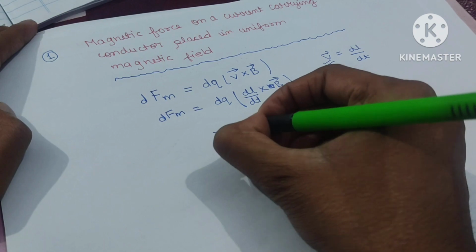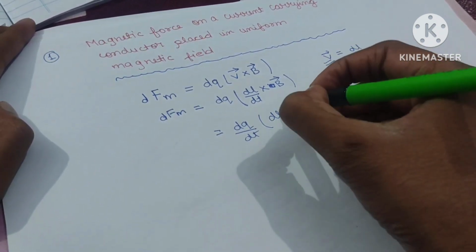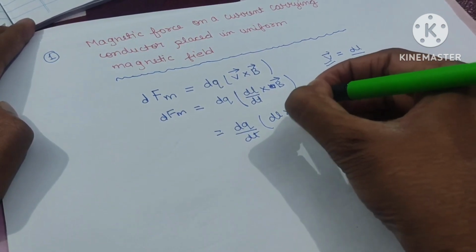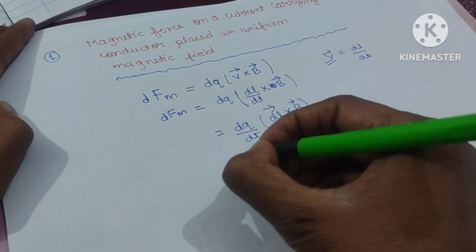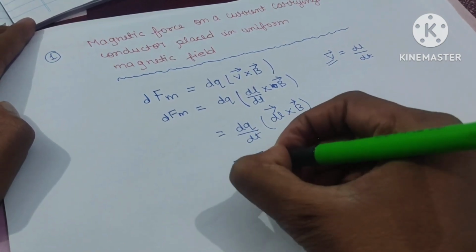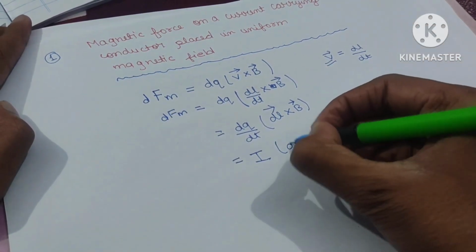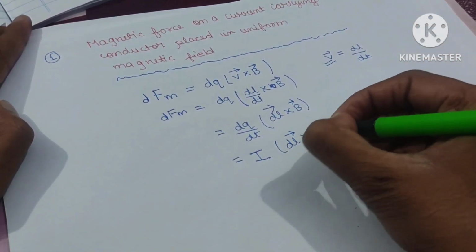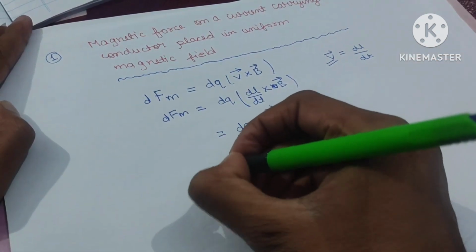If we take dt out, it will become dl cross B. This will be in vector form, and dq by dt will become I. So it will be I dl cross B, and it is dF.